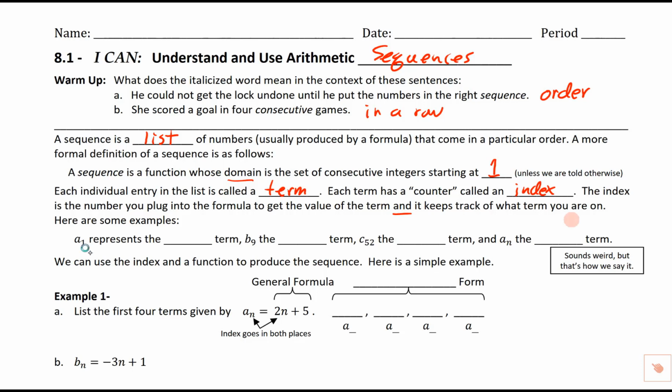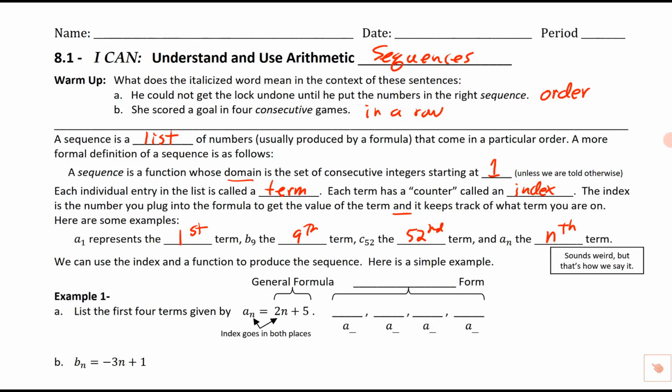So here are some examples. Now we could say this one is a sub 1, and this would be b sub 9 and c sub 52. These are little subscripts. They're written smaller and down below, but we normally just say a1, and in this case a1 would represent the first term because we plugged in a 1. And then b9, that would represent the 9th term, and c sub 52, or just c52, would represent the 52nd term. And then a sub n, or an, that would represent the nth term. Now that sounds really weird, but that's what we call it. That's kind of a general term. We can talk about any one by saying it's the nth term. Okay, it's just kind of the general one.